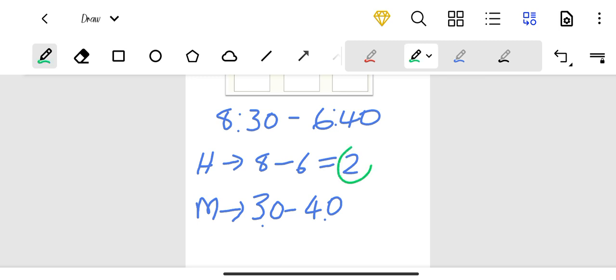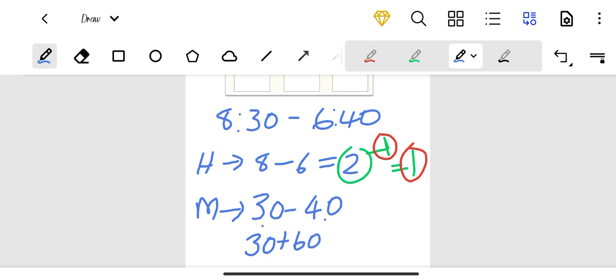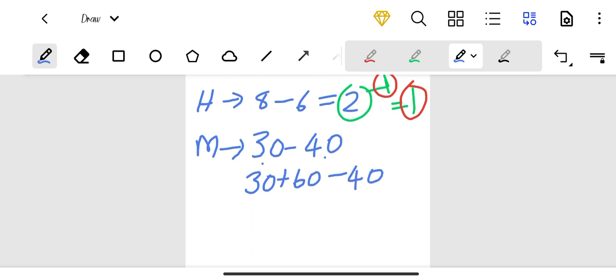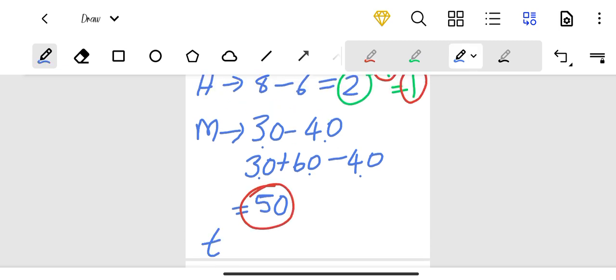So what can we do? We can come to the hour here and ask, can I borrow 1 hour? The moment I borrow 1 hour, it's going to be 1 hour left, right? And this 1 hour represents 60 minutes. So we're going to say 30 plus 60 minus 40. That plus that is 90. 90 minus 40, the answer is 50. So this is our final minute. Combining them together, the time is going to be 1:50, and you are done. I hope this made sense.